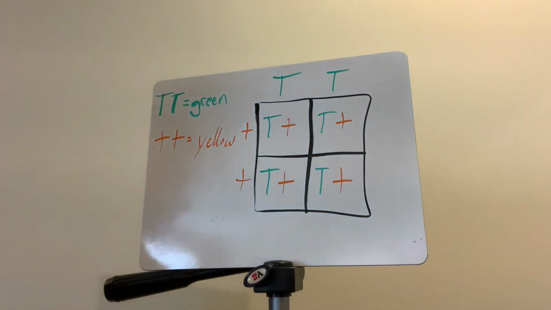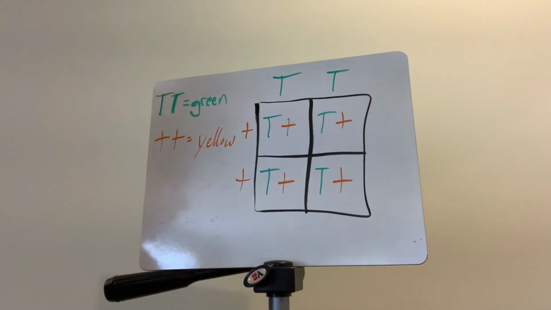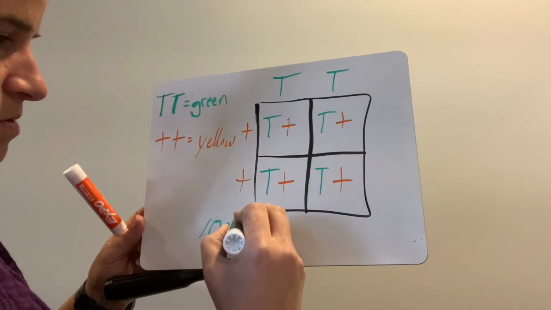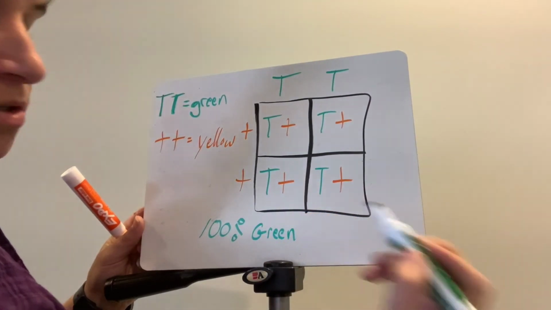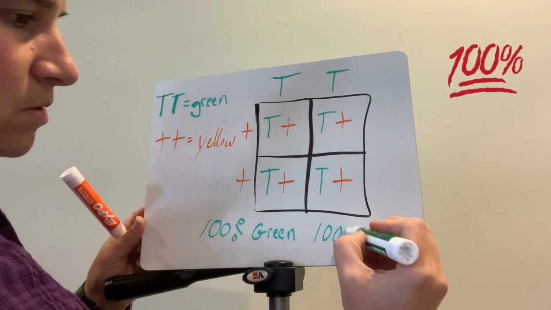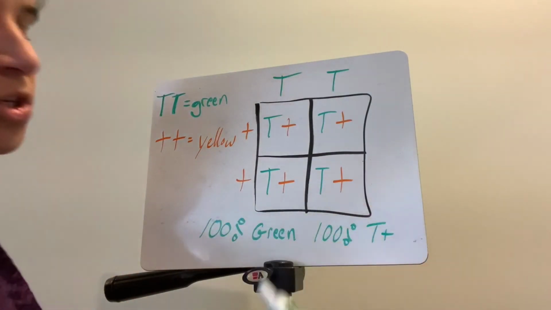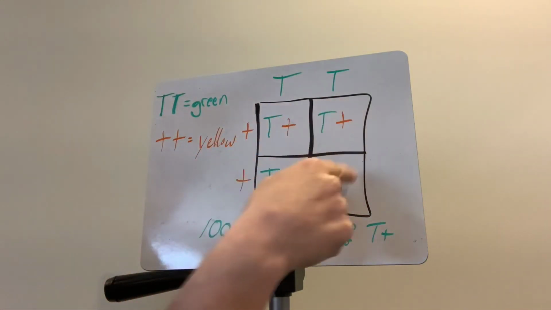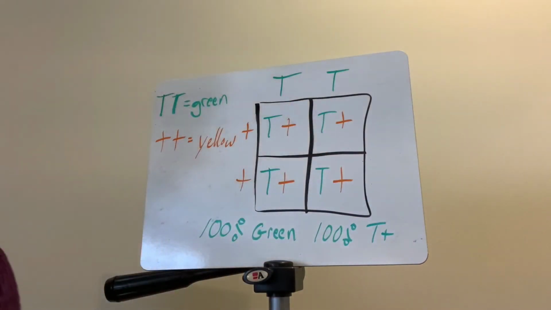Now in this case, it ends up being pretty easy because all of the offspring end up having the same genotype, which means they have the same phenotype. So all of the offspring, 100%, are green, and 100% are capital G, lowercase g. So both the phenotype and the genotype are 100% in this case because all of the boxes ended up having the same two alleles in them.